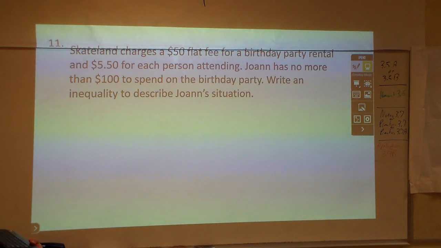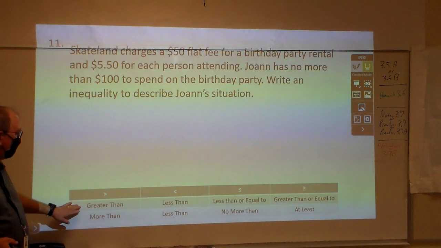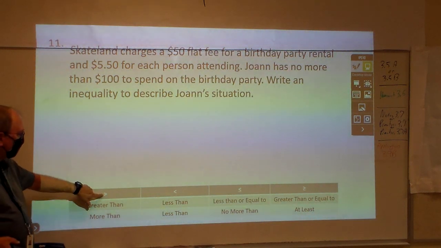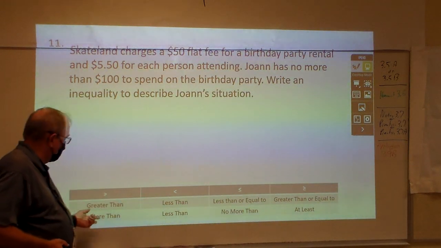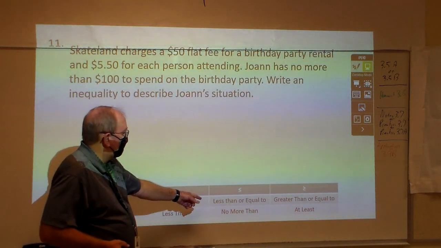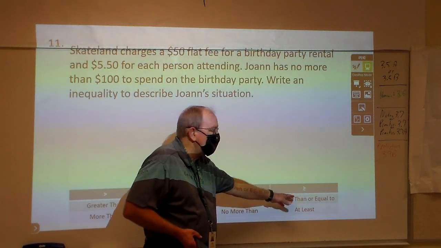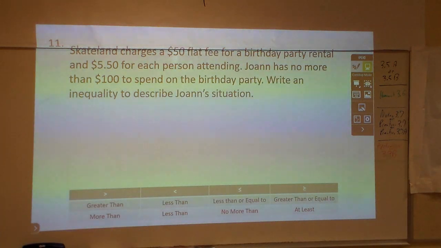Okay, so first off, I like to have this pop up here. It's a great little thing to help out. Greater than, the key words might be more than, which means it cannot equal it. That's why it's greater than with no equal to sign. Less than would indicate words like less than sometimes. And less than or equal to might mean the words no more than. Greater than or equal to might be at least, meaning those numbers can be part of the solution.